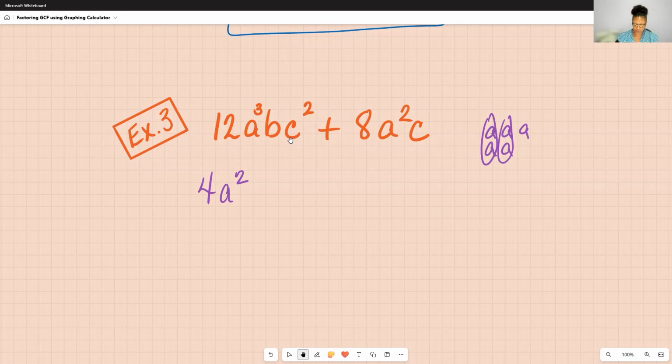This term has 2 C's. The second term has 1 C. How many do they have in common? 1. So I'm going to bring out 1 C. What's left over goes inside of the parentheses.